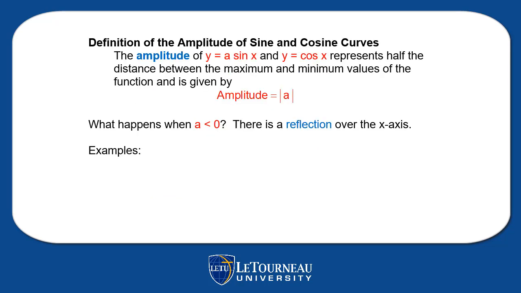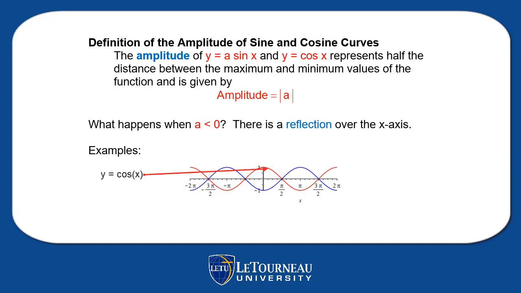Let's get the definition of the amplitude of sine and cosine. The amplitude of y equals a sine of x, and that should be y equals a cosine of x, represents half the distance between the maximum and minimum values. What happens when a is less than 0? We have a reflection over the x-axis.